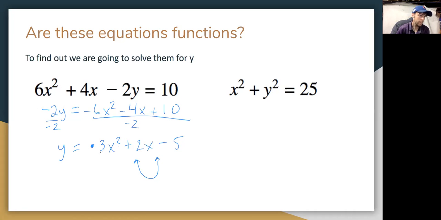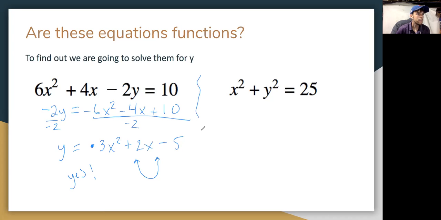The other thing we can do is think about, as we put in numbers for x, is there any way that I put in a number for x that I could get 2 different outputs? Well, no. When I put in 1, I do my calculations here, I'm only going to get one number out. There's no way for me to get a second output with this particular equation, so this one is a function.